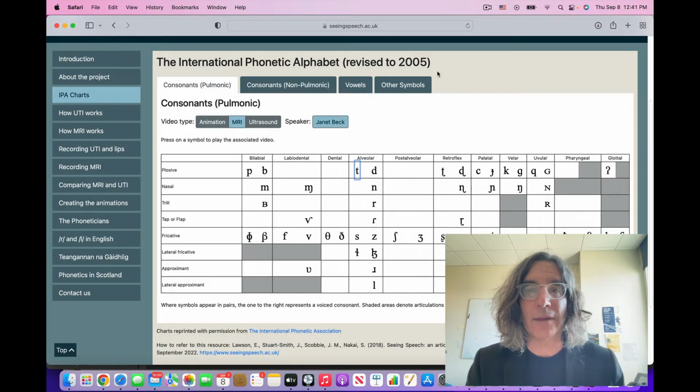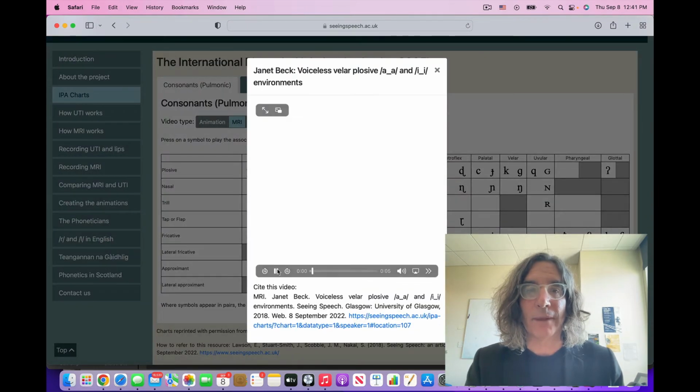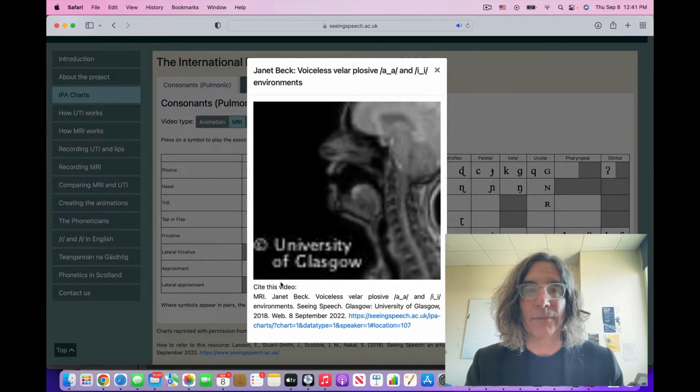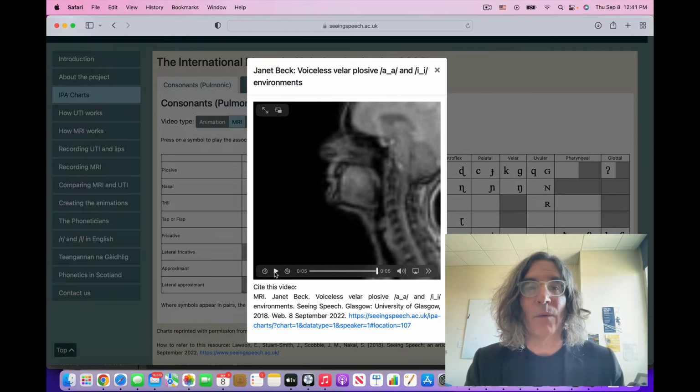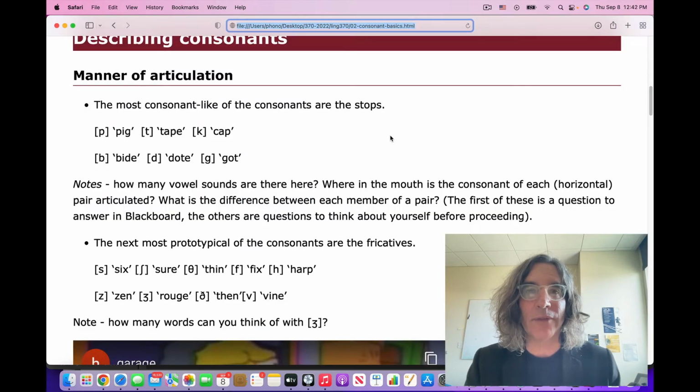And then finally, ka. This one's probably the hardest to have an intuition about yourself, but we'll be able to see very clearly. Right. Where is the airflow being obstructed during the consonant? It's being obstructed by the back of the tongue and the velum, and that's why it's called a velar stop.